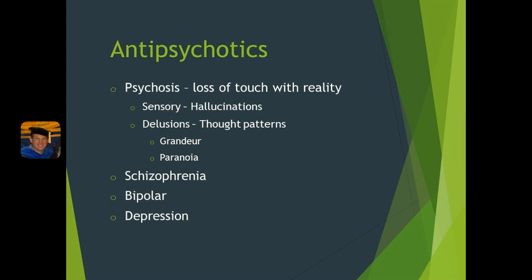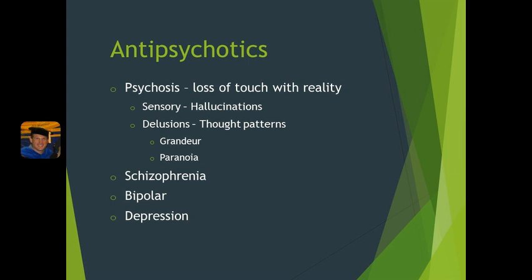Delusions are changes in thought patterns, and they are usually either grandeur or paranoia. People with delusions of grandeur will often say that they are God or Jesus or Gandhi or some great historical figure. Paranoia is thoughts of they're out to get me. Now, the most important thing to remember about paranoia: if they really are out to get you, it's not paranoia.